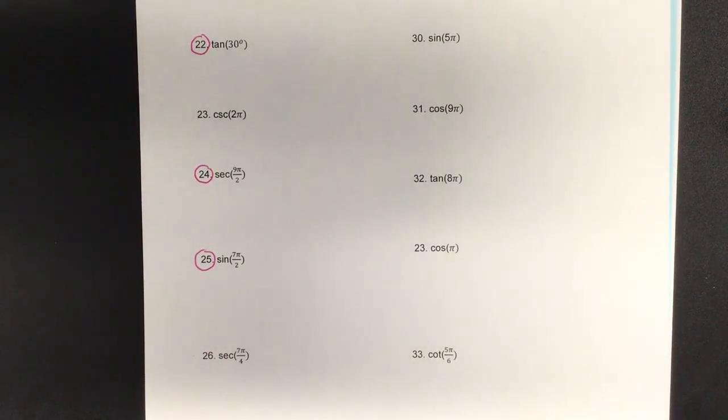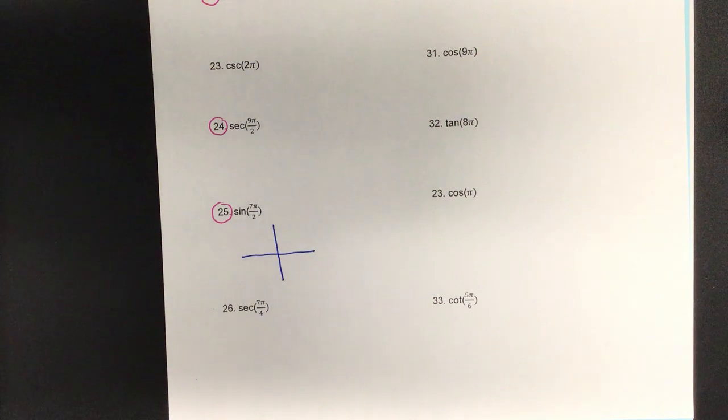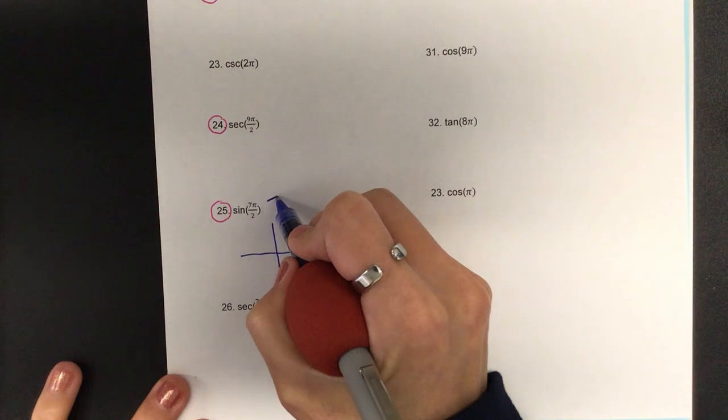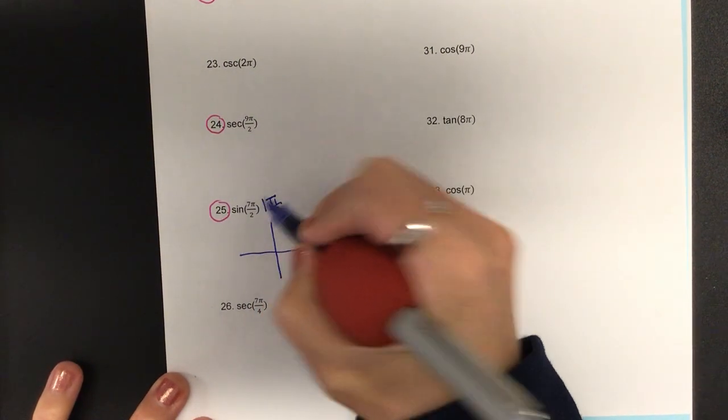Number 25. So 25, we have 7 pi over 2. Okay, pi over 2 on the unit circle. How many degrees was pi over 2? Look at it. Pi over 2 was how many degrees? 90 degrees. So I'm going to write on here pi over 2. And I'm going to write 0 pi. And just because of teaching purposes, I'm going to put a 1.